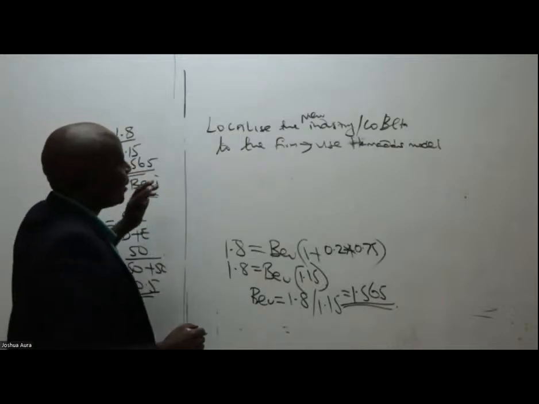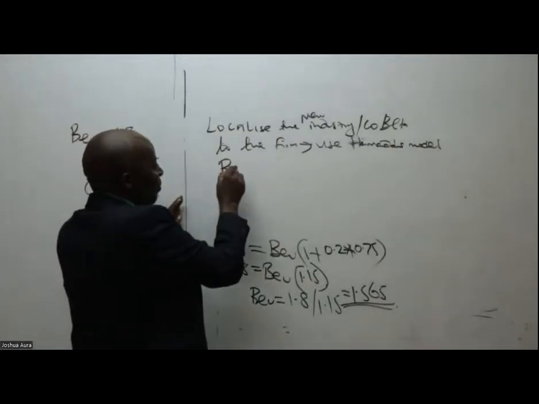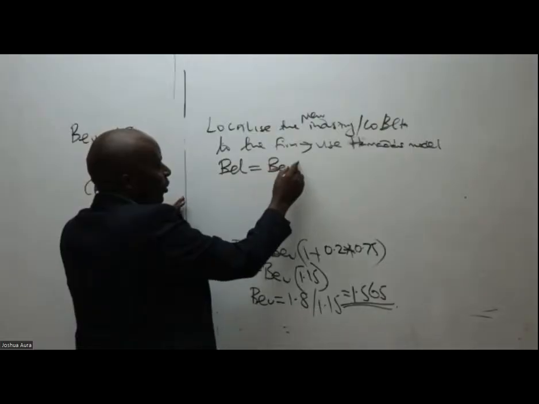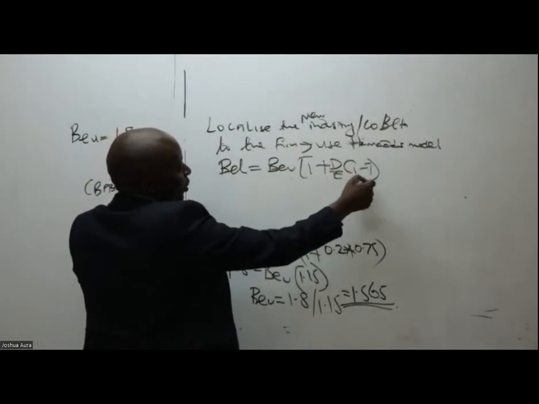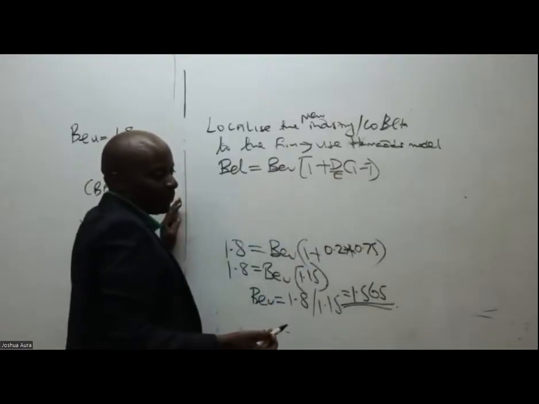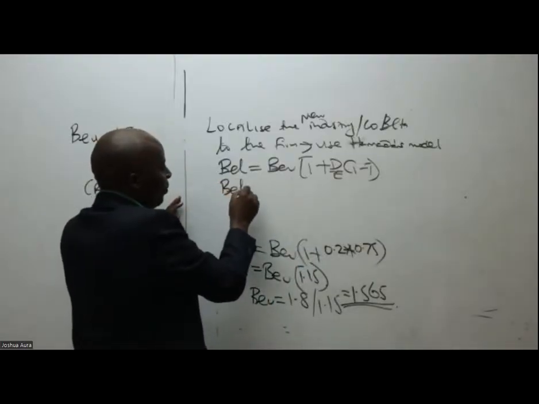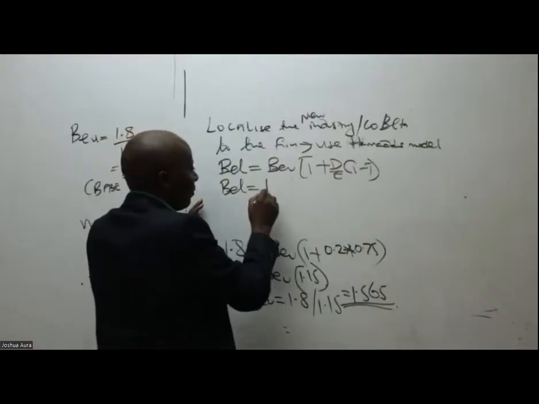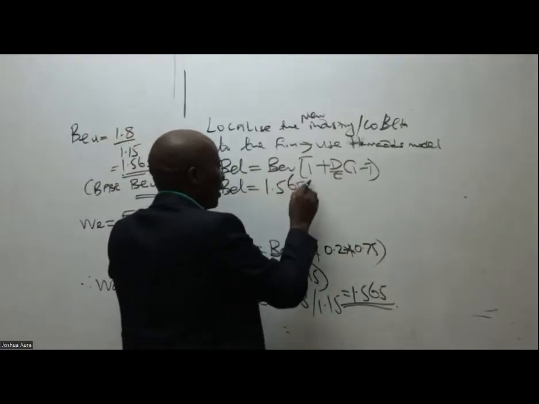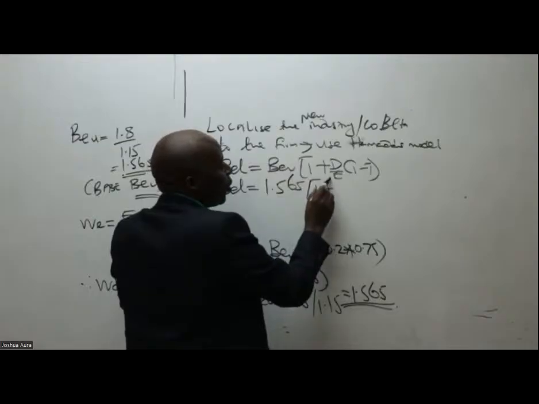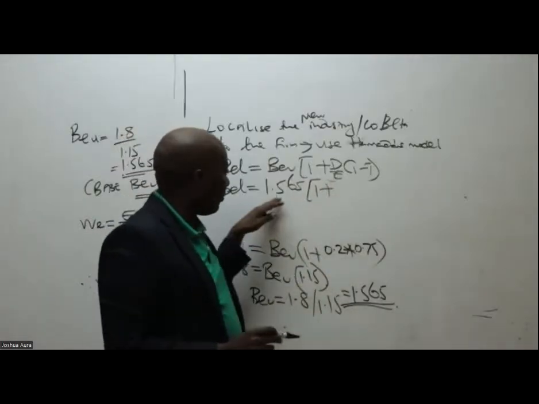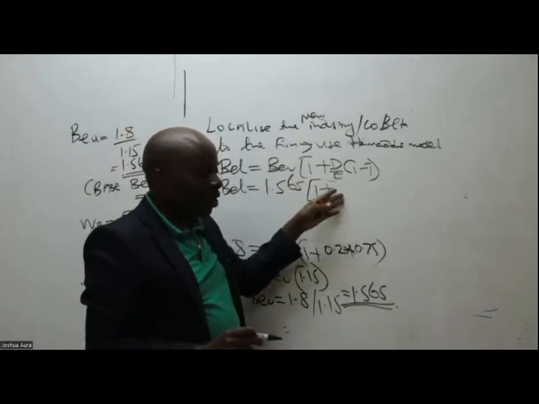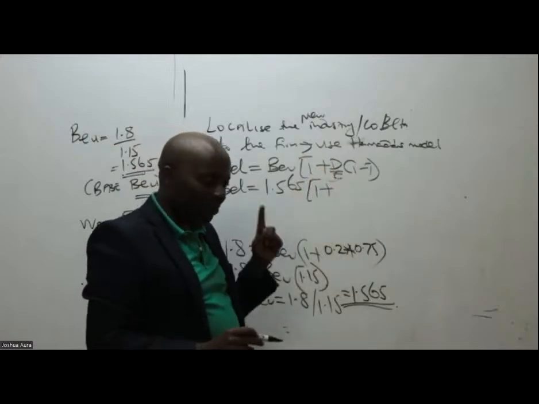So if that is the case, ladies and gentlemen, what do I have? Again, I'll go back there. BEL equals BEU into 1 plus debt over equity into 1 minus tax. So my BEL here will be equal to BEU that you have just given me of 1.565 into 1 plus. Now, when I look at the company, I can see the debt to equity ratio of the company. I'm localizing this to the company, so I have to use the debt to equity ratio of the company.